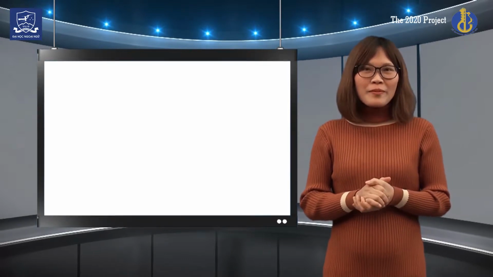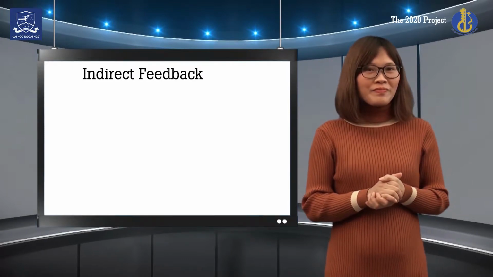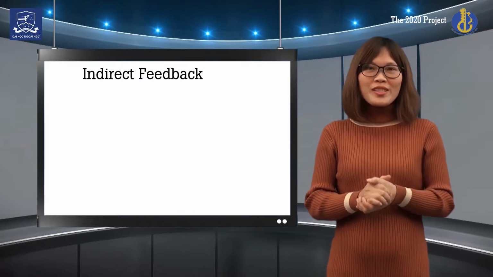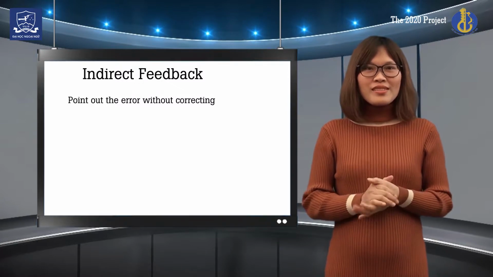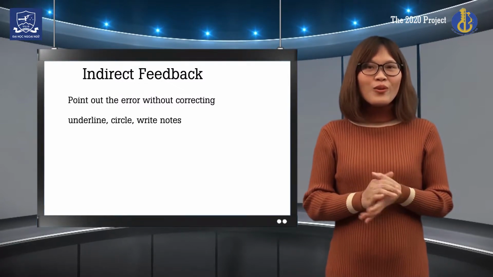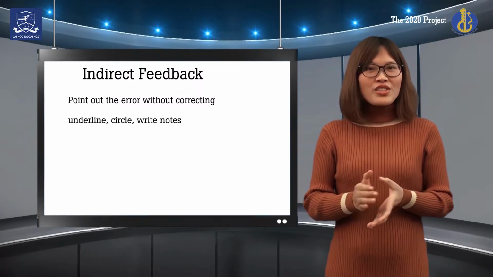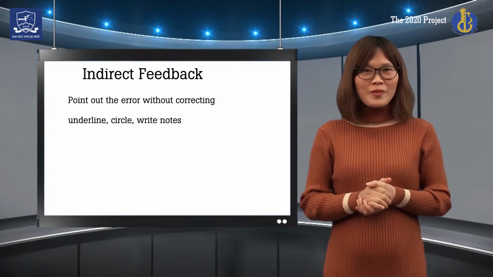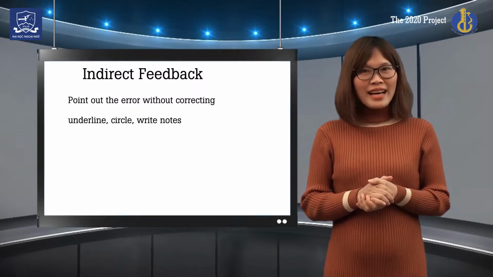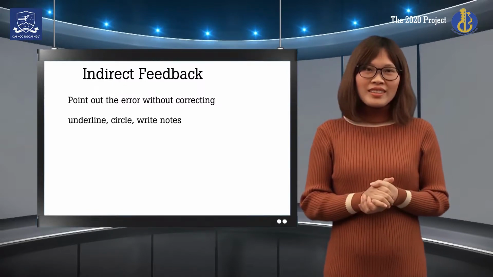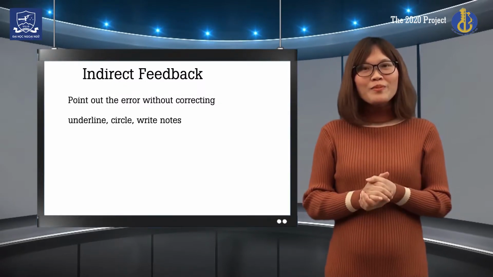Okay, the next type is indirect feedback. This is where we point out the error without correcting. You may just underline or circle or write notes in the margin the things that are wrong, so you are alerting them to the fact that there's a problem here, but you are not telling them what it is.